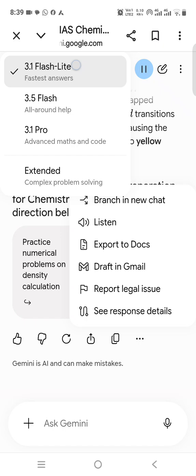To refine your IAS Mains preparation for Chemistry Paper I, select a direction below: practice numerical problems on density calculation, or derive the interplanar distance formula.